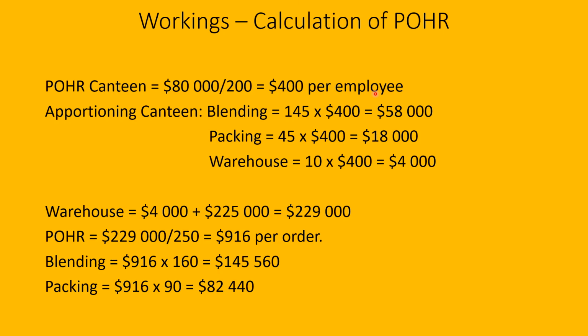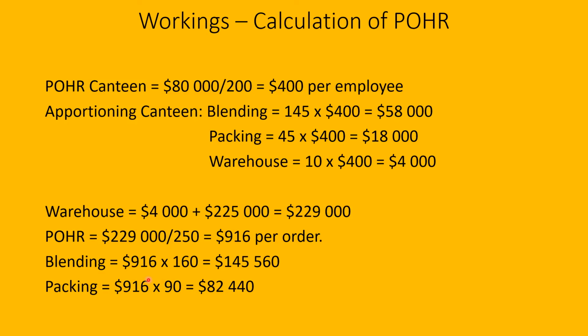Okay, the ones that are already allocated or apportioned, we don't bring them back in again here with another amount. Okay, so we take the POHR, will be 229,000, the amount we got here, divided by 250 orders, because orders is the base that we are using here, and we will get 229,000 divided by 250 is 916 per order.